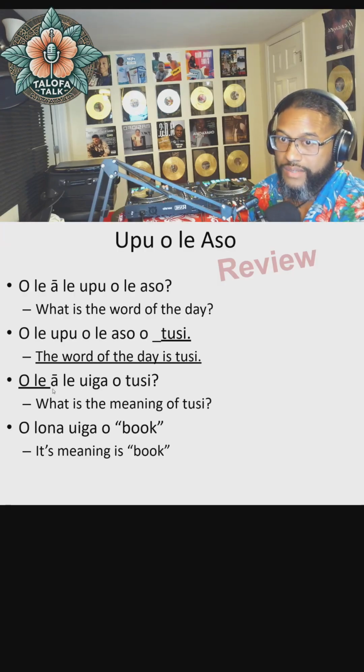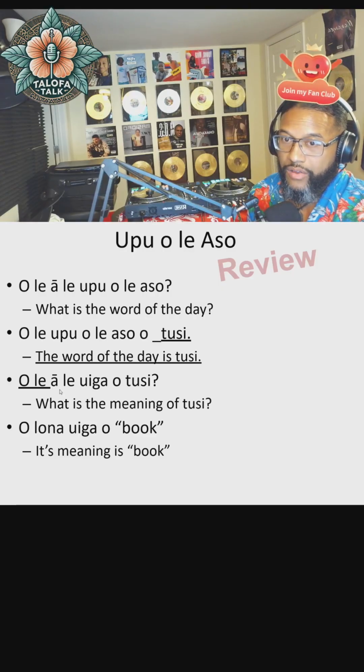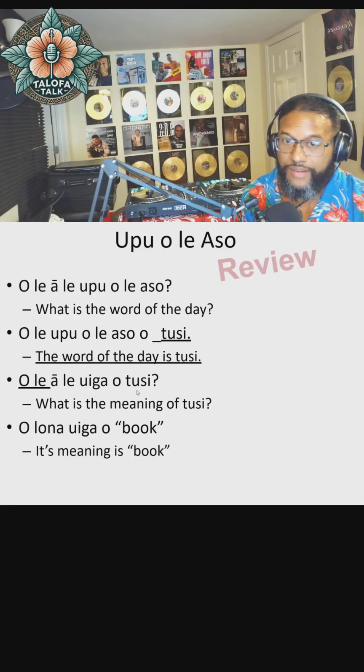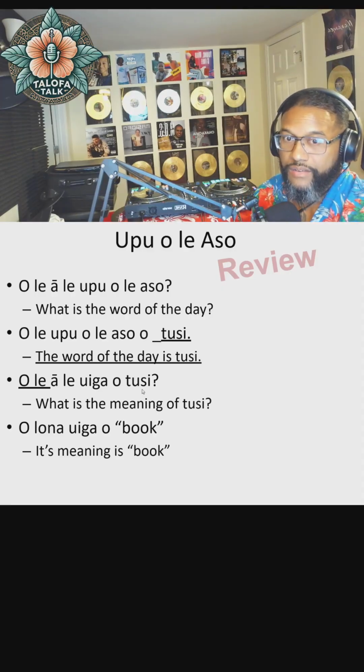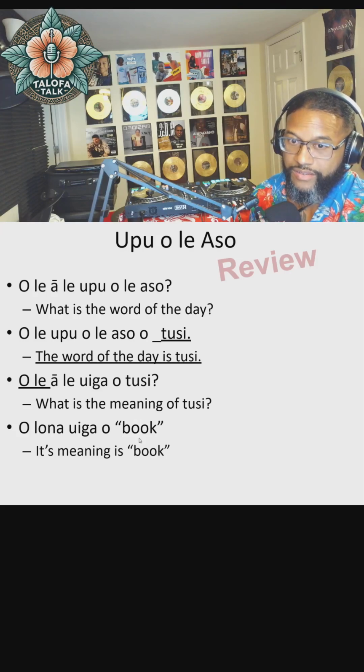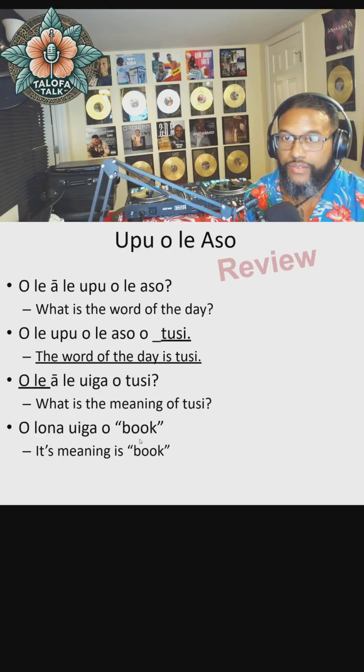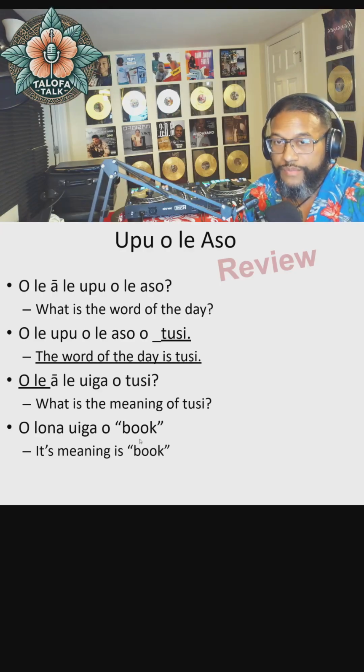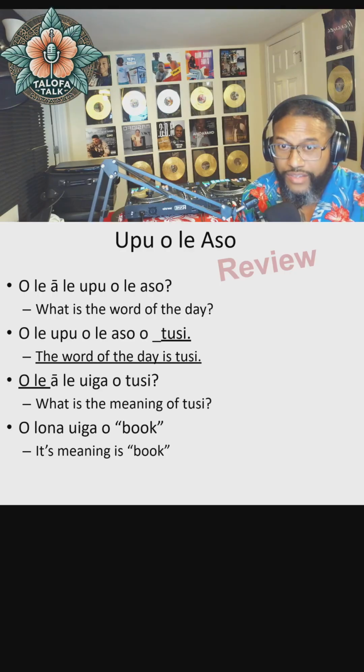O le a le uiga? The meaning. Uiga. O le a le uiga o tusi? O le a le uiga o tusi? Okay. So what is the meaning? What is the meaning of tusi? Okay. What is the meaning of tusi? O le uiga o tusi o book. Yep. So we're just going back and forth. Like I said, this is a review. We're going back and forth.